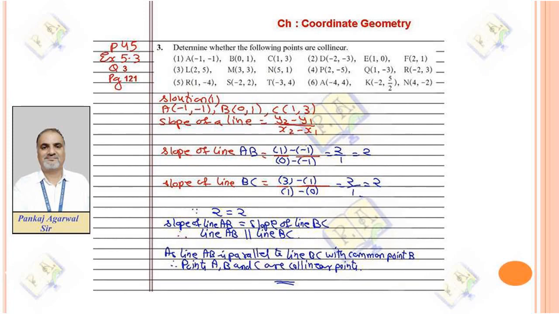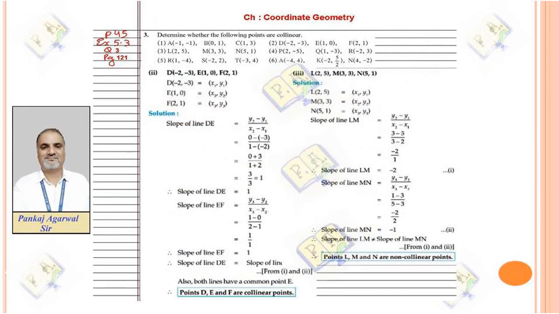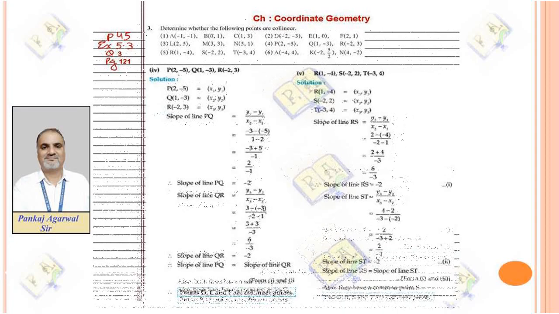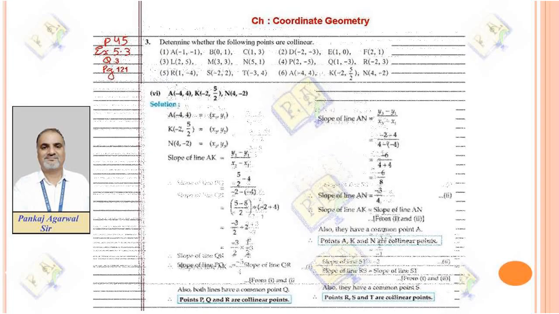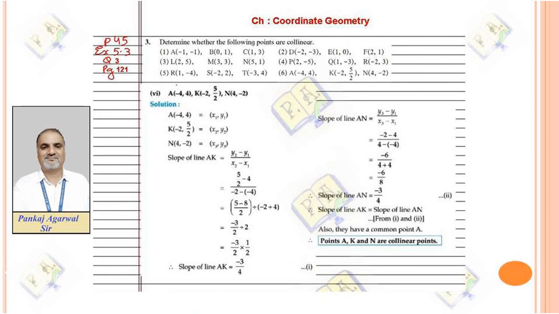As line AB is parallel to line BC with a common point B, we can conclude that the points A, B and C are collinear. In the same method, we can do question number 2 and 3, in which the third one, the points L, M and N are non-collinear points. Fourth and fifth sub question can be done in the same method, as well as the sixth sub question can be done.